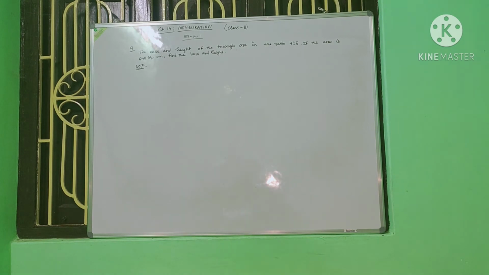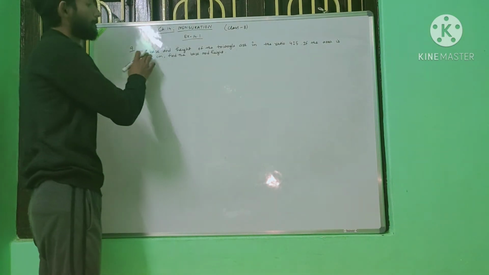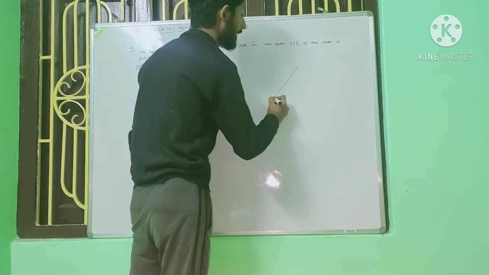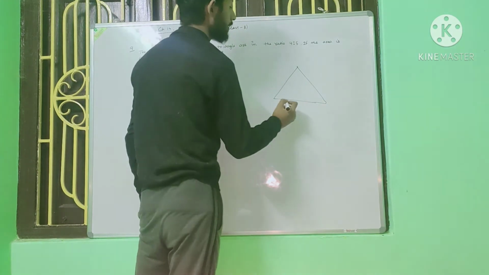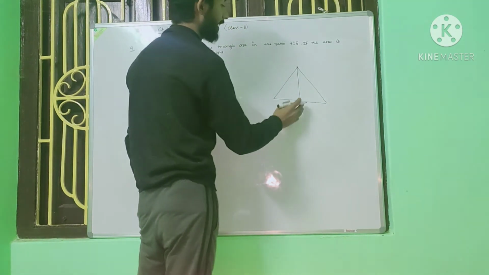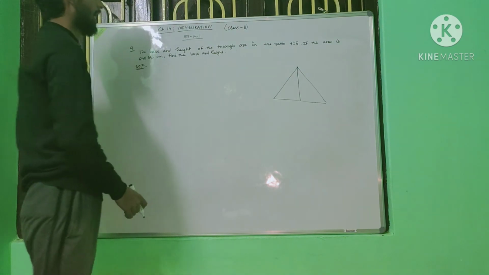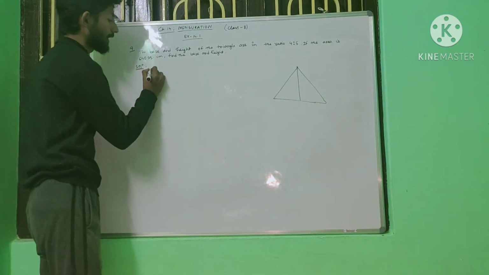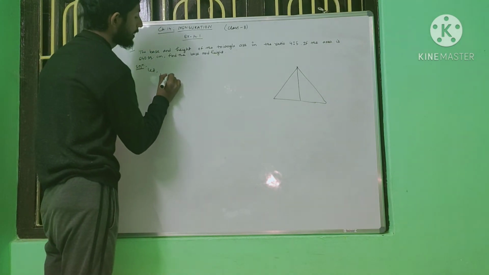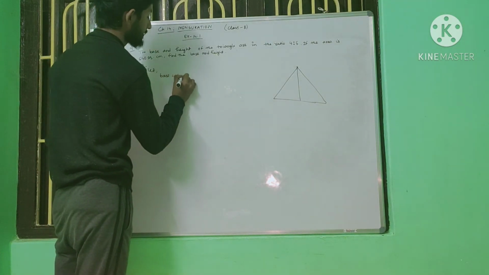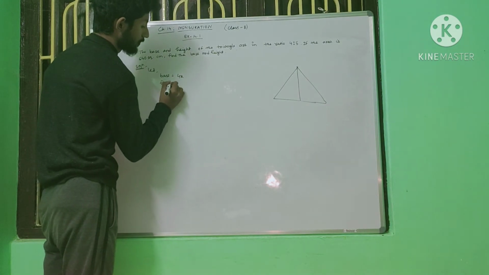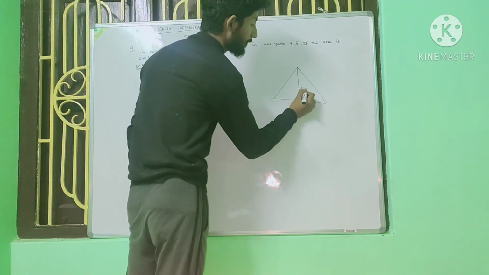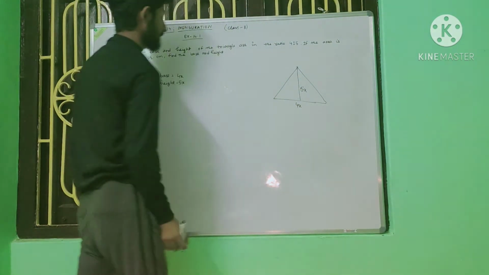Now we will move to question number 9, which is written here. The base and the height of the triangle are in the ratio 4:5. So there is a triangle given, and there is a height. Height and base are in the ratio 4:5, so we can write: let base be 4x and height be 5x.